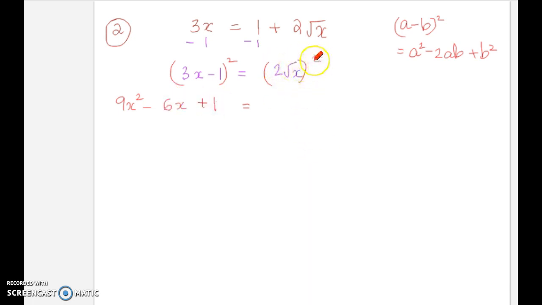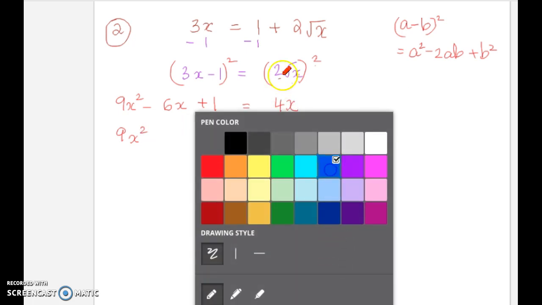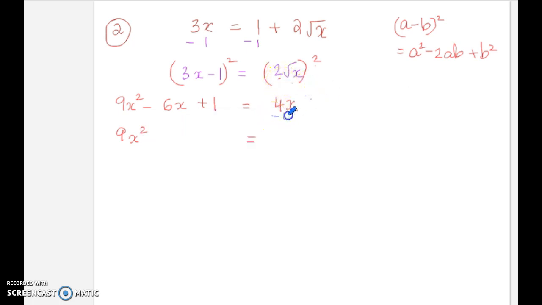Now on the right side, this square is for the 2 as well as for the x square. So 2 square will be 4. Square root of x square will just be x. So now we can rearrange this to a quadratic equation. 9x square. We can combine the like terms by subtracting the 4x on both sides. Minus 4x. So that term right there will become 10 for us.